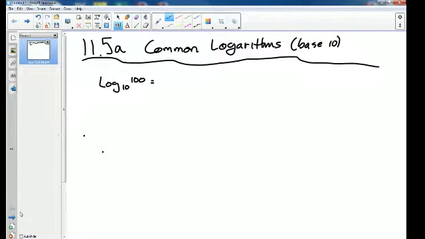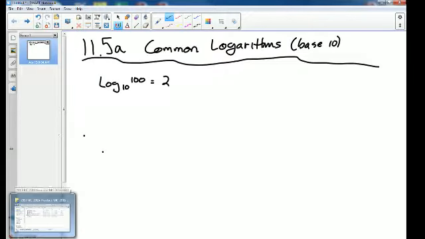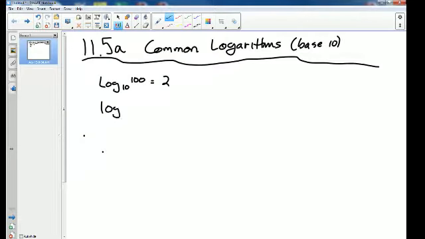it would be... what exponent of 10 makes 100? It would be 2. Right? You can also write that as log 100. Those are the same thing. Generally, it's mathematical practice: if there's no base, it means it's base 10.